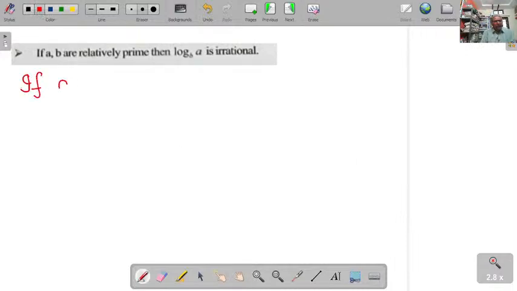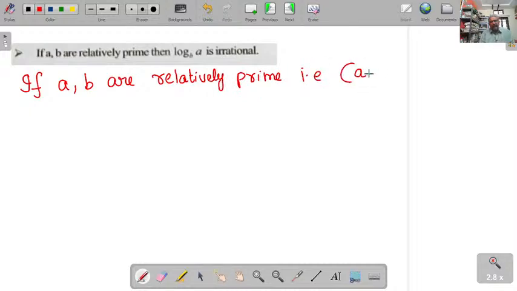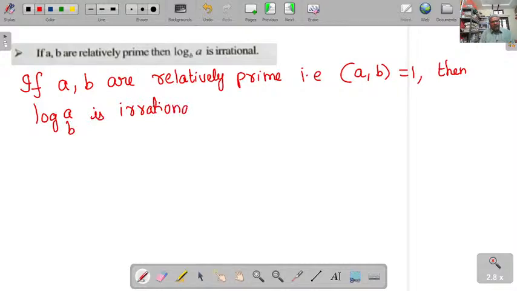If a, b are relatively prime, that means GCD or HCF of a, b is equal to 1. Then log a to the base b is irrational. Sometimes it may be rational, sometimes it may be irrational.